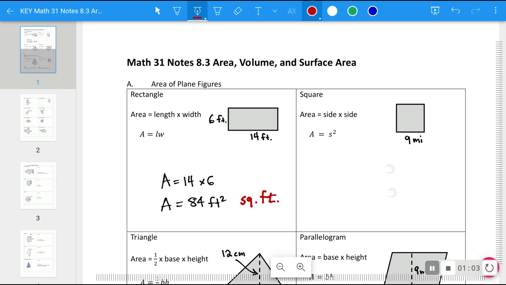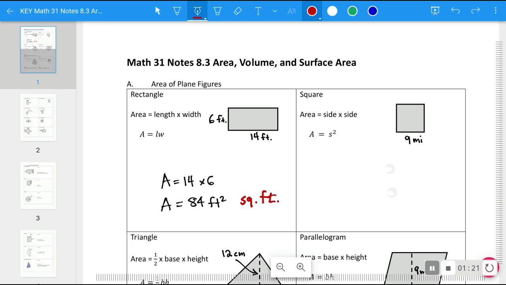Back when we used to write it SQ period, FT period, nobody got it mixed up. I hear a lot of times people say feet squared here, and that's the wrong way to say it. It's square feet. Area is always square units, so square miles, square inches, square whatever the unit of length is in the problem.